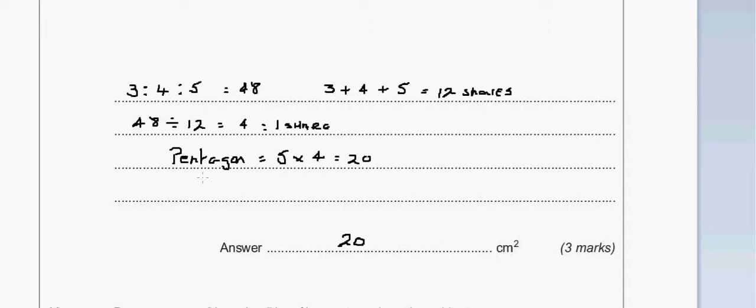Okay, now if we wanted to check this, just idle curiosity, you don't have to. This is 3 shares, so 3 fours would be 12. This is 4 shares, so 4 fours would be 16. And this is 20, we've just worked that out. Now if we add these together, it should give us 48. So 12 plus 16 is 28, 28 plus 20 is 48. So I can walk away from the exam knowing that that answer's right.